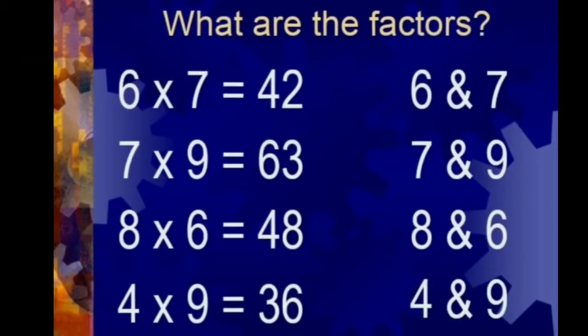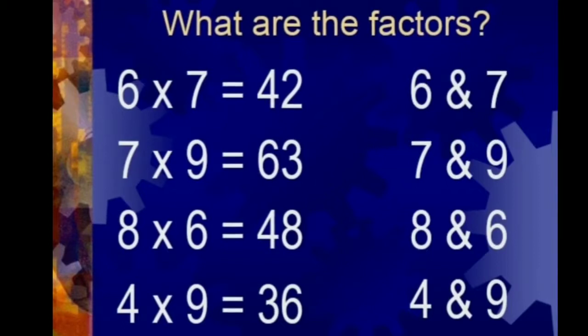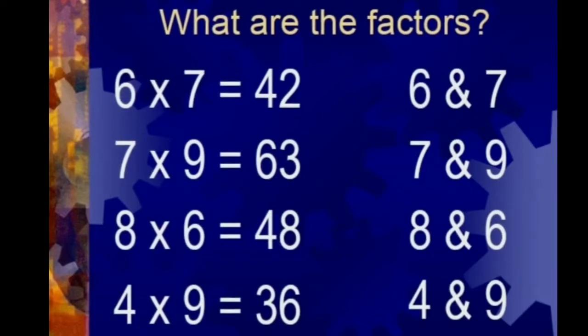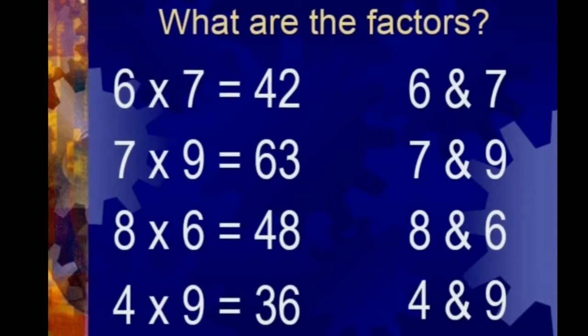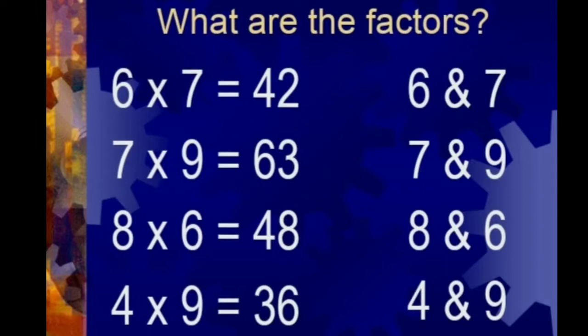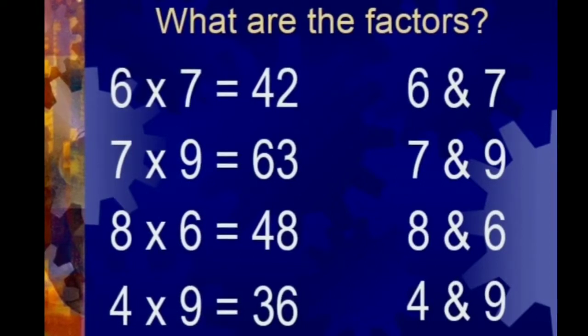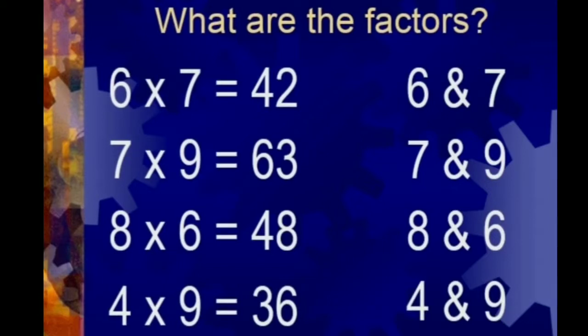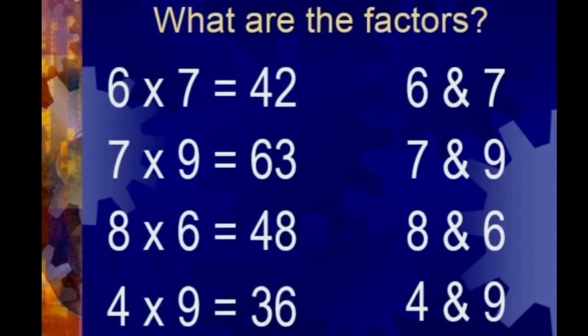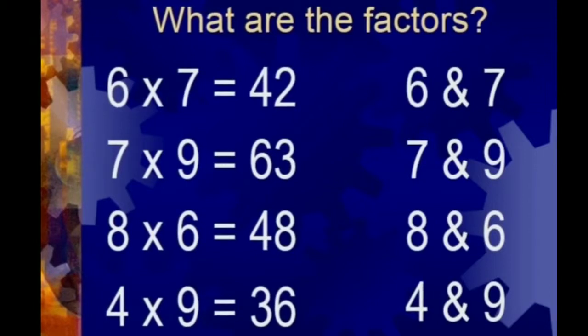Similarly, if you look here for some more examples, in the first example I have written here 6 into 7 is equal to 42. So 6 and 7 are the factors of 42. Similarly, 7 into 9 is equal to 63. So 7 and 9 are the factors of 63. 8 into 6 is equal to 48. 8 and 6 are the factors of 48. 4 into 9 is equal to 36. So 4 and 9 are the factors of 36.